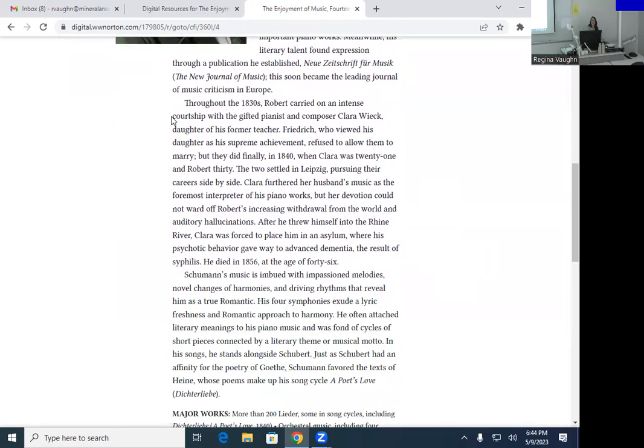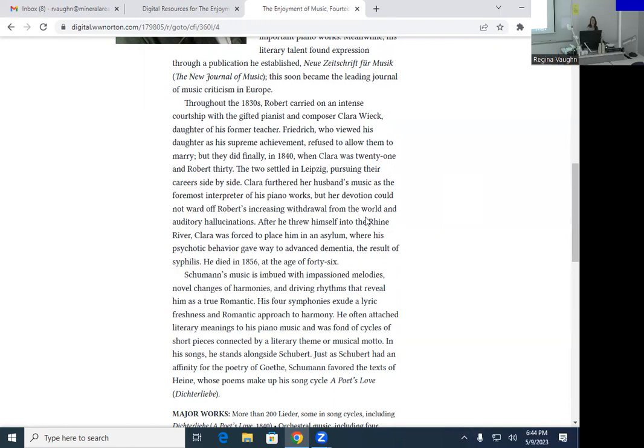Robert carried on an intense courtship with the gifted pianist and composer Clara Wieck, who was the daughter of his teacher, Frederick. Frederick did not want them to marry because he didn't think Robert was going to amount to much. But finally, he gave in when Clara was 21 and Robert was 30, so there was a bit of an age gap there. They settled in Leipzig and started pursuing their careers side by side.